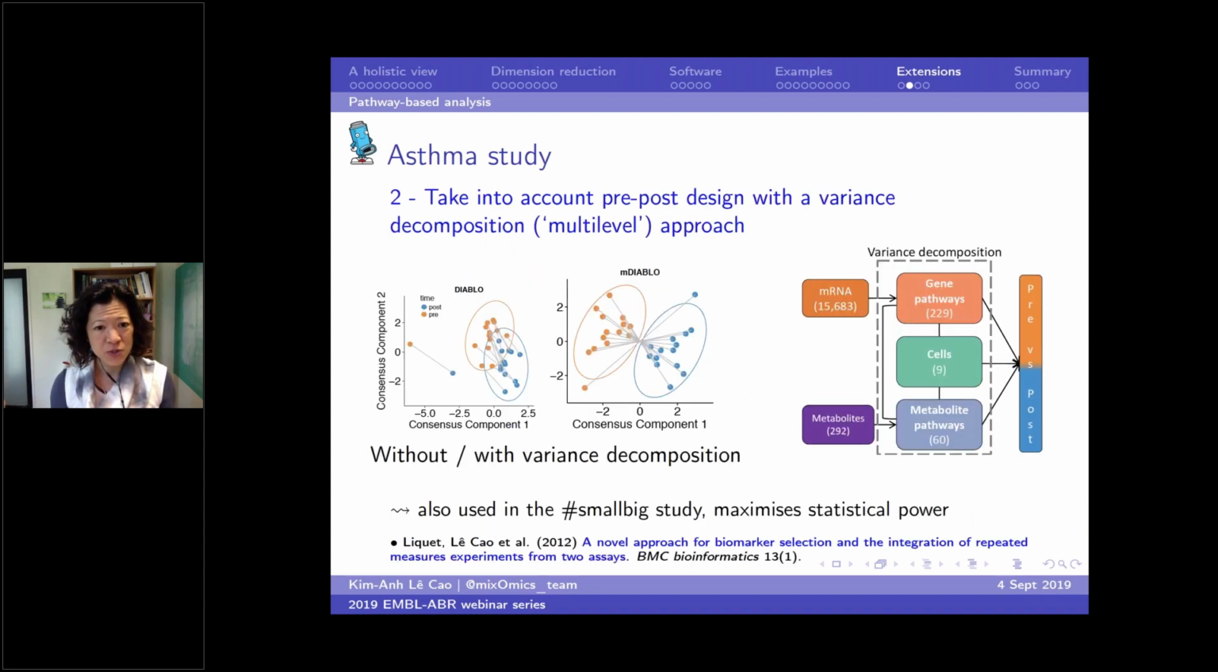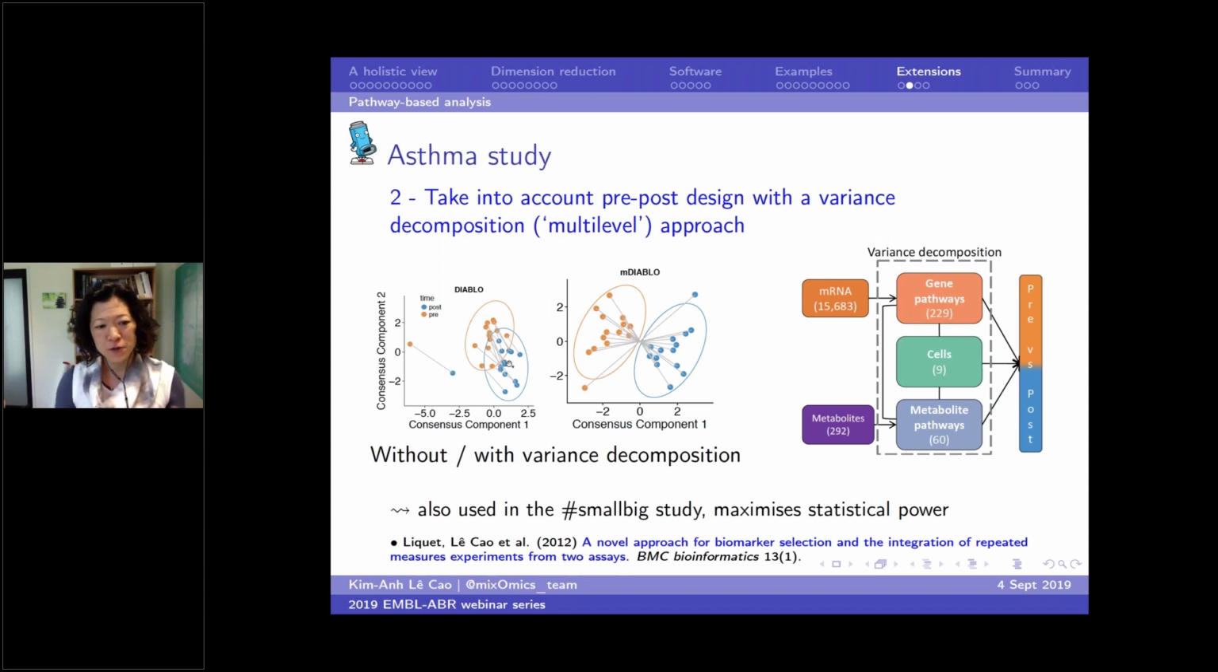The other thing you can do also is to take into account the design. So we have a pre-post design in this study. And so if you do a sample plot with DIABLO and you look at the samples, what we see usually is that the difference within a given individual is very small. So if you have, this is the same individual, pre and post, and they are all linked between pre and post. And so you can see that within an individual, those two measures, pre and post, are very similar. And so it's difficult to disentangle the pre-post difference from the individual differences.